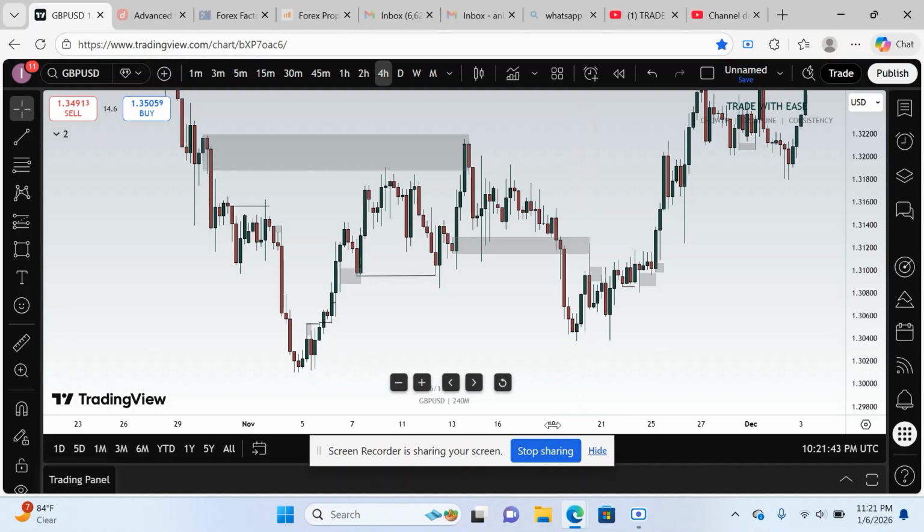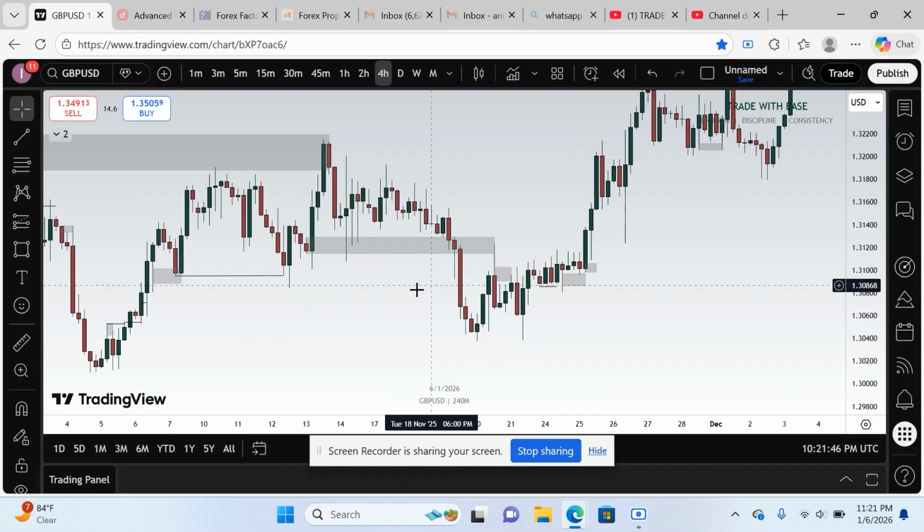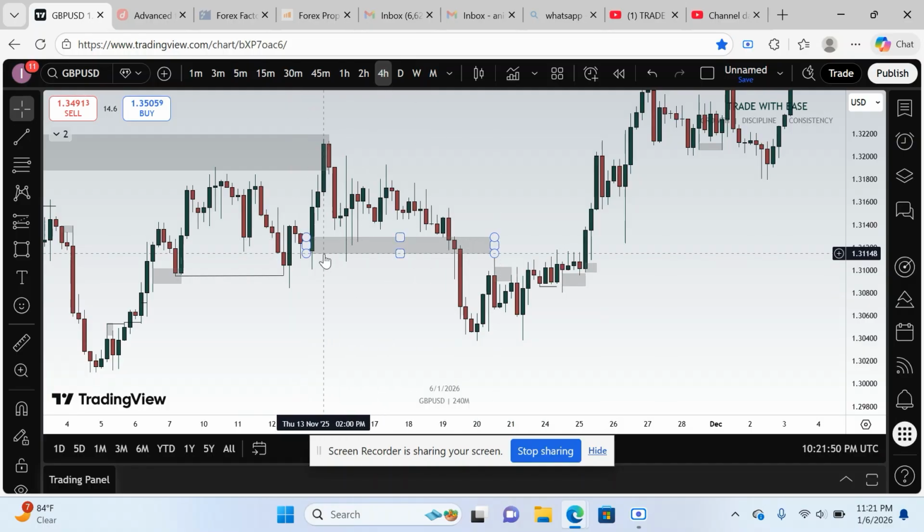But how did I enter? How did I get the sell trade? Price came back. The demand that was here, I actually marked it down because I know people were trying to buy from here. So by taking them out, they might be interested in the sell. So price got to that zone again and gave a reaction. Look at it clearly.